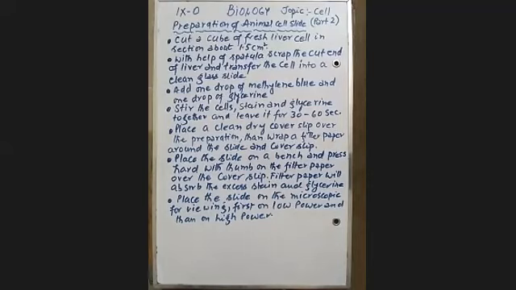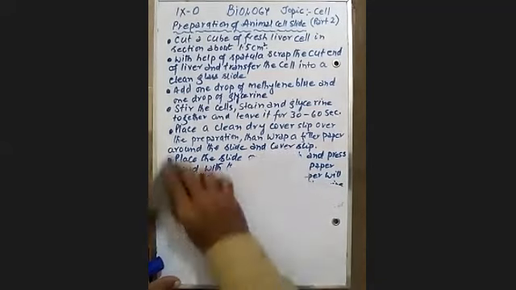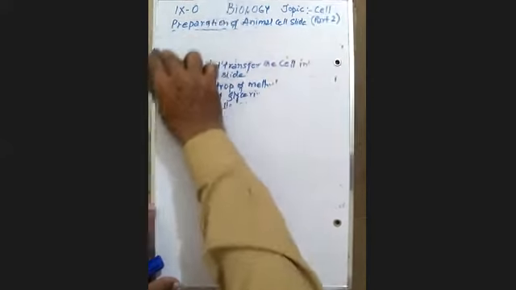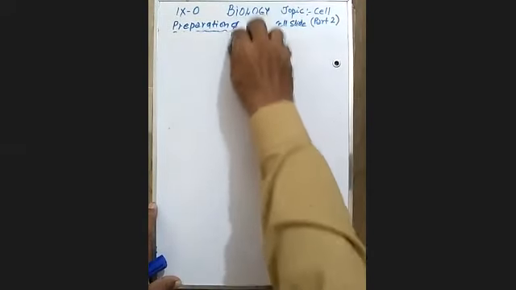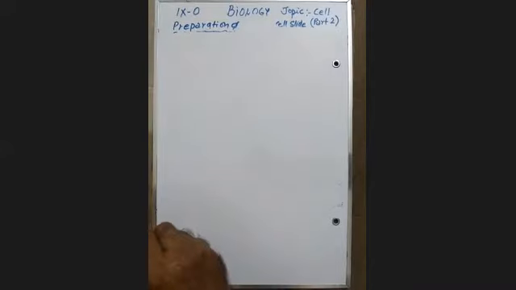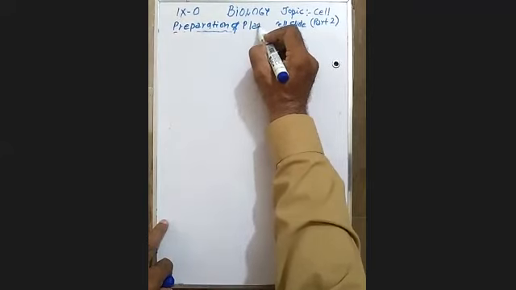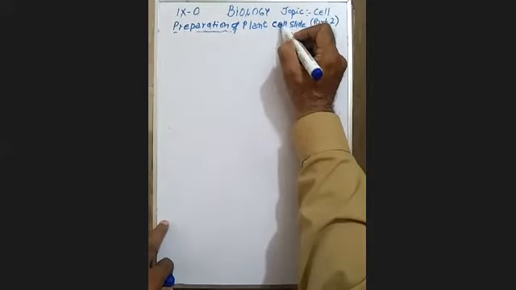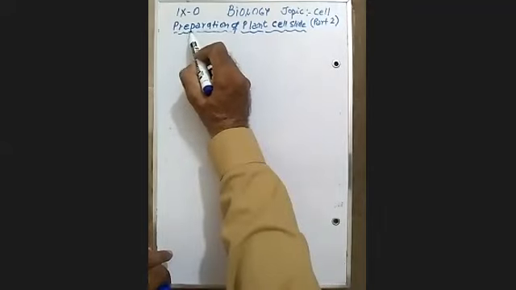Now we move on to the next topic, that is preparation of plant cell slide. So how will we prepare the plant cell slide? We'll discuss that one by one. It is in the same way, but the stain is a little different from the animal cell. Now the steps here are the same, but a little different.